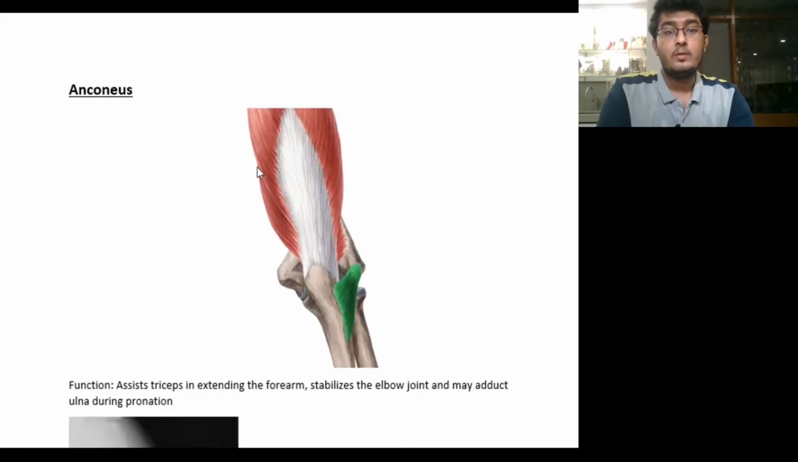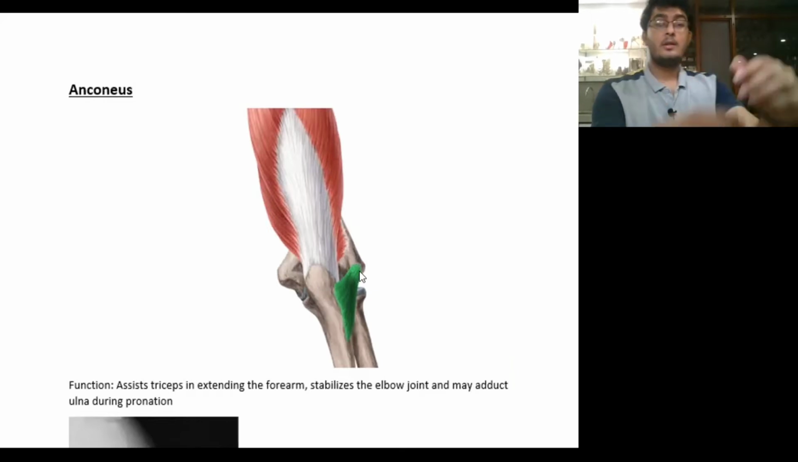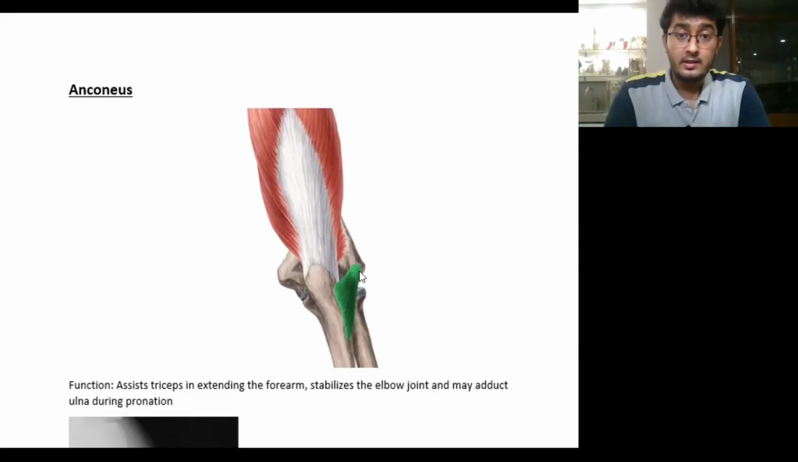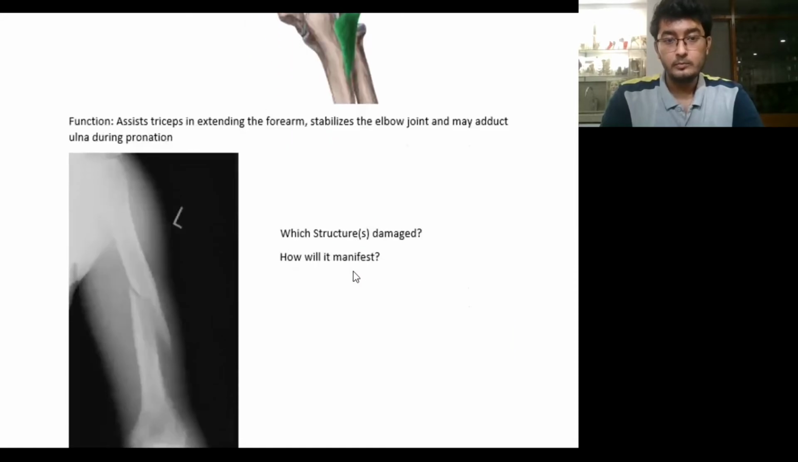So the origin of Anconeus is actually coming from the lateral epicondyle, and it inserts at the olecranon process of the ulna. And you can imagine when it will contract, it will also extend the forearm. But is it a very powerful extensor of the forearm? No. The most powerful extensor of the forearm is the triceps muscle, and Anconeus only assists the triceps in extending the forearm. Okay, that's all that you need to know about the muscle Anconeus.